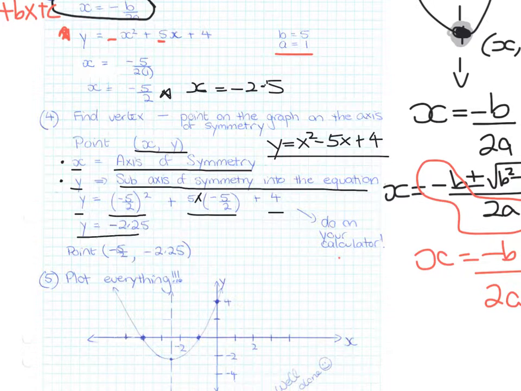So you get y equals negative 2.25. That's the answer. You can get that off the calculator. So therefore the point that we're looking for is negative 5 on 2 and negative 2.25. Alright, that's x and that's y. Hope that makes sense. Now I'm going to talk about the x-intercepts.